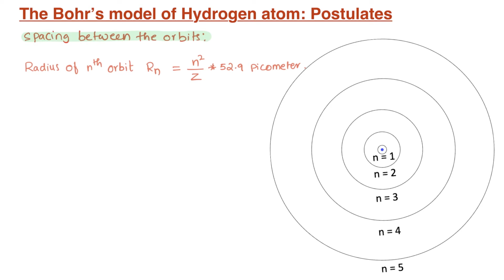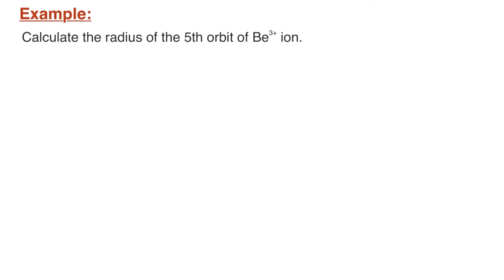Another important thing to take note of here is that the spacing between the orbits is not equal. As the n value increases, the radius increases by n squared times. Therefore, we can say as n increases, the spacing between the orbits increases. That is, the spacing between orbit 1 and 2 is less than that between orbit 2 and 3, and so on. Let us do an example problem.